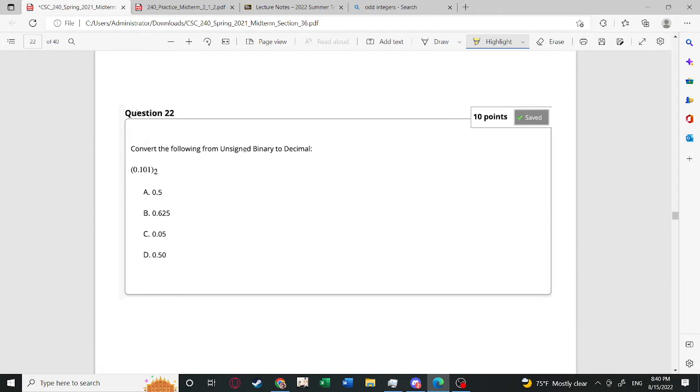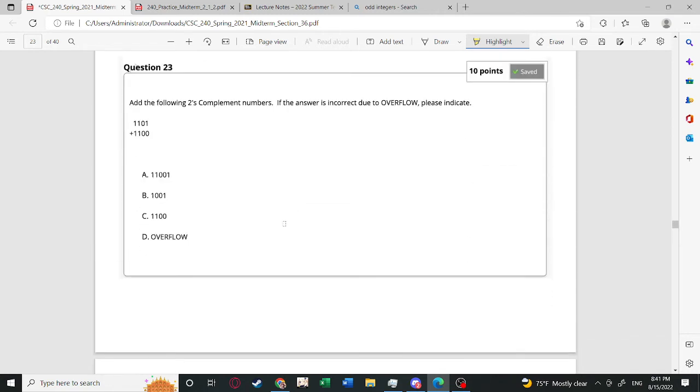Convert the following unsigned binary to decimal. So this one's B, because we already did it the other way around. A, and the following 2's complement numbers. 2's complement. Okay. If the answer is incorrect, do the overflow piece.